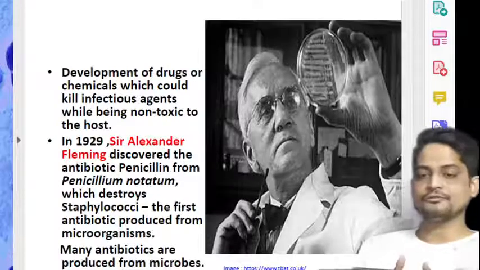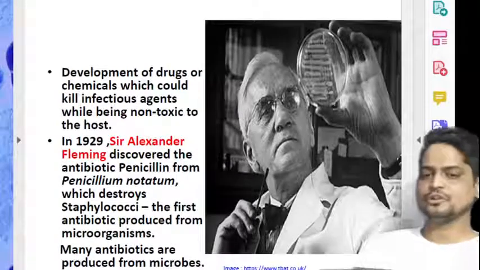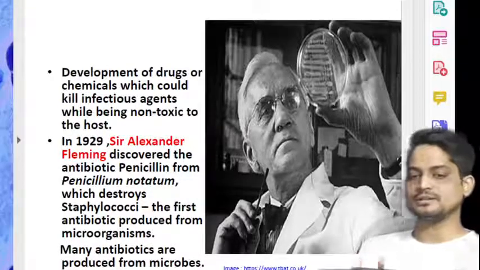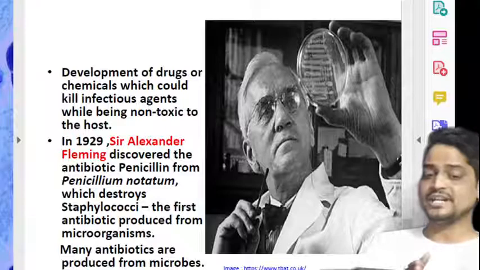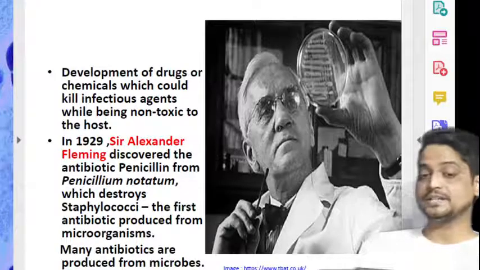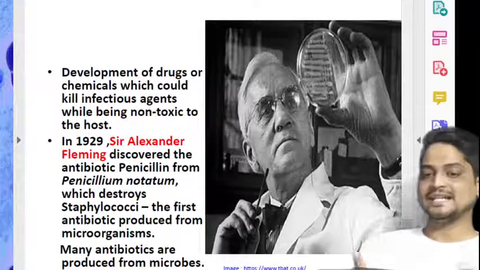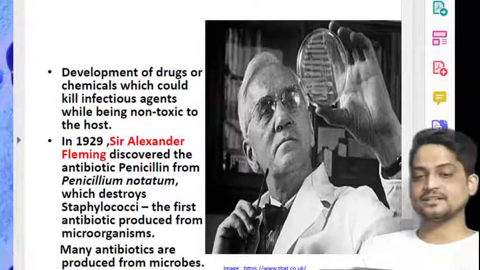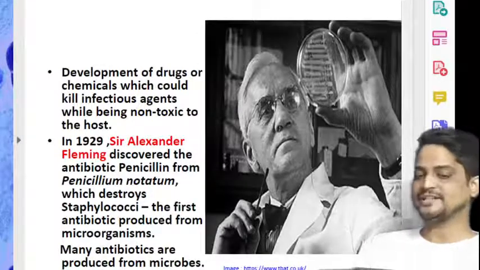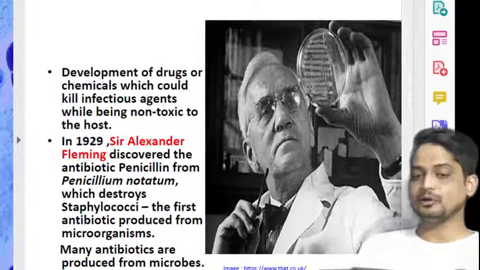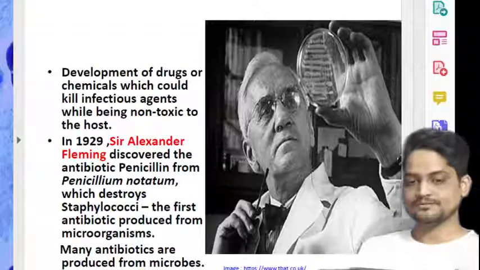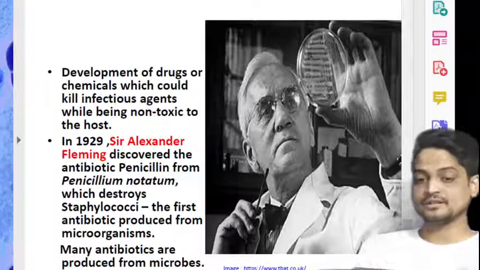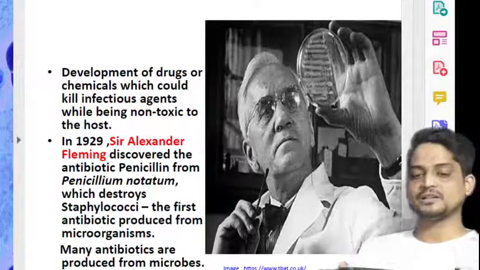So development of drugs or chemicals which could kill infectious agents while being non-toxic to the host. In 1929, it was Alexander Fleming who accidentally discovered the antibiotic penicillin, from Penicillium notatum, which destroyed Staphylococcus, the first antibiotic form.